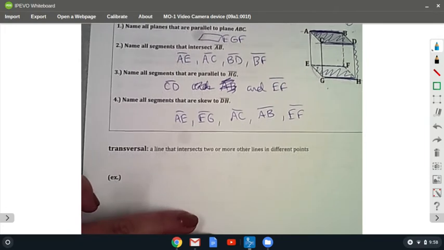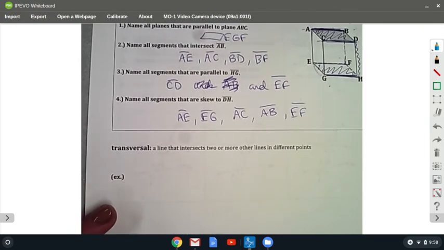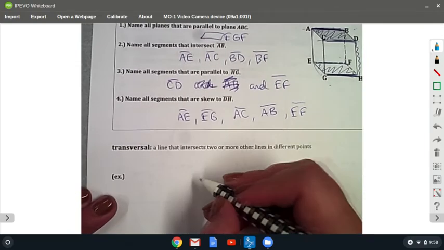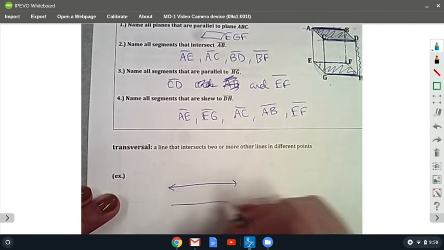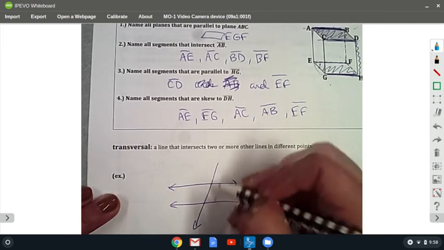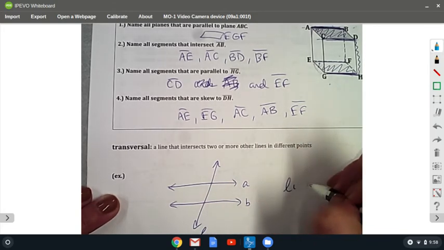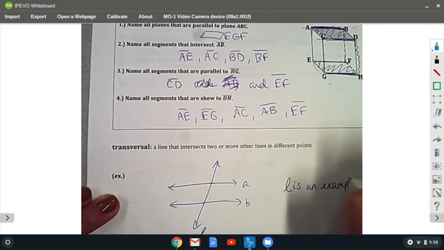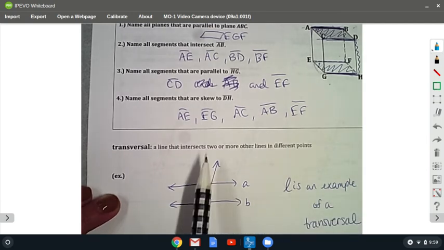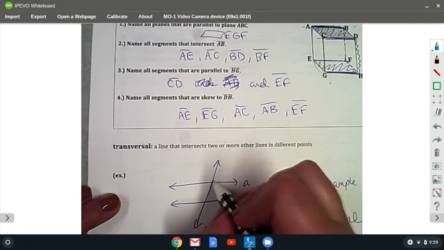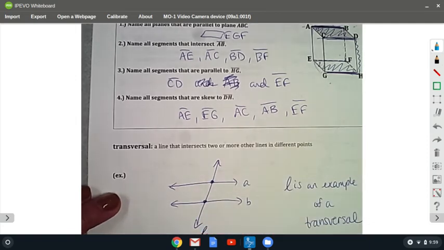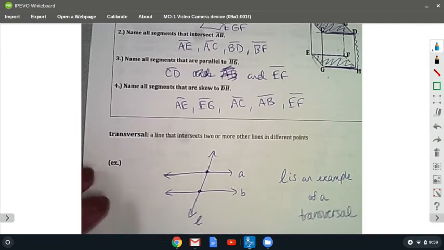Next up is our transversal. It's a line that intersects two or more other lines in different points. An example of what this could look like is a line like this. If I call these A, B, and this one L, L would be an example of a transversal. So it's intersecting two or more other lines at different points. Here's the two different points that it's intersecting at.